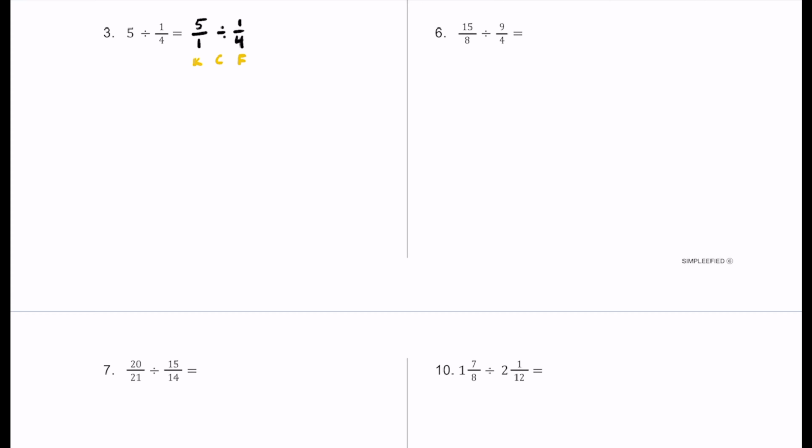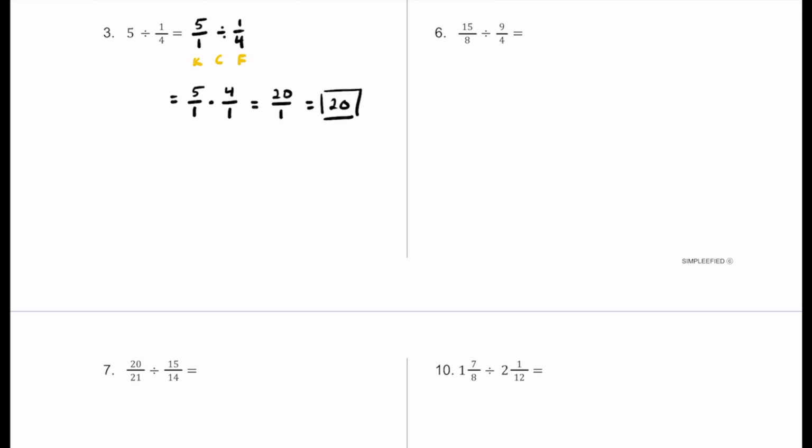Now, if we go ahead and do that, we're going to keep the 5/1 as 5/1. Then we're going to change the division to multiplication, and then flip the 1/4 to 4/1. That's the reciprocal. And then it doesn't look like we can cross cancel, so 5 times 4 is 20, 1 times 1 is 1. 20 wholes, or 20/1, is just 20.